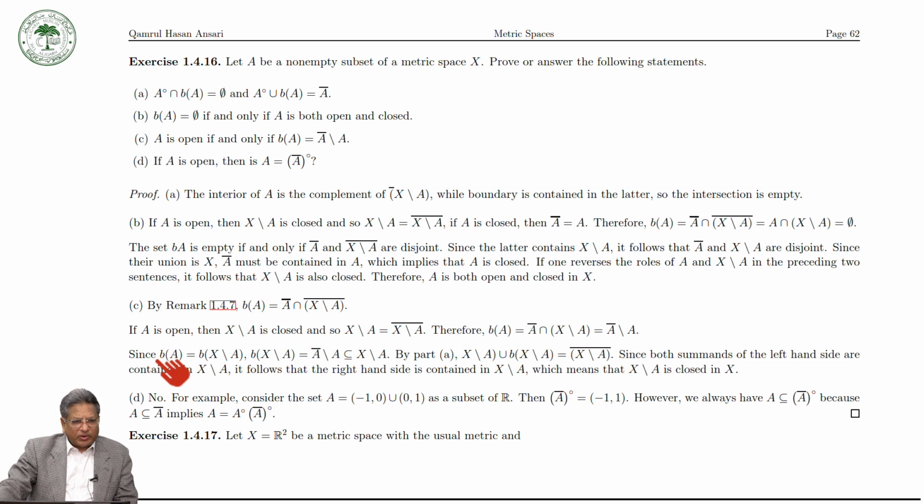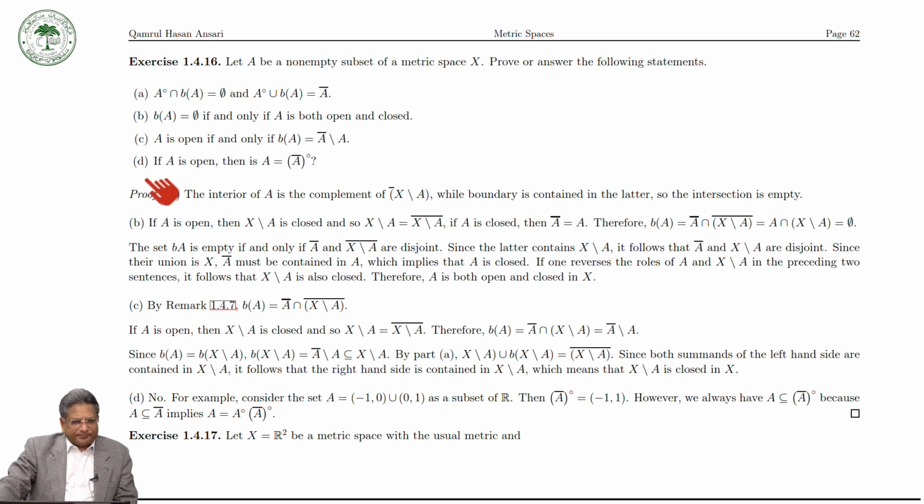And now since the boundary of A is equal to the boundary of its complement, and the boundary of its complement is equal to the closure of A minus A, which is a subset of X minus A. So by part A we can say that X minus A union the boundary of X minus A is equal to the closure of X minus A. Since both summands of the left hand side are contained in X minus A, it follows that the right side is contained in the complement of A, which means that the complement of A is closed in X. So the complement of A is closed, this means that A is open.